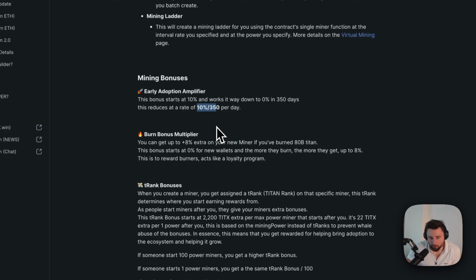You also have the burn bonus multiplier. Now here's where we get into the very interesting game theory stuff. So you can get up to plus 8% extra on your new miner if you burned 80 billion Titan. This bonus starts at 0% for new wallets, and the more you burn, the more they get, up to 8%. This is to reward burners and acts like a loyalty program.